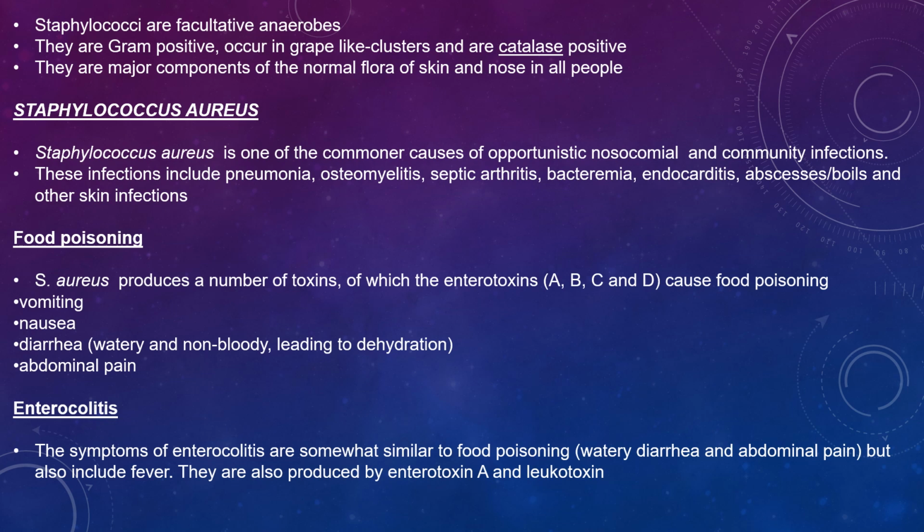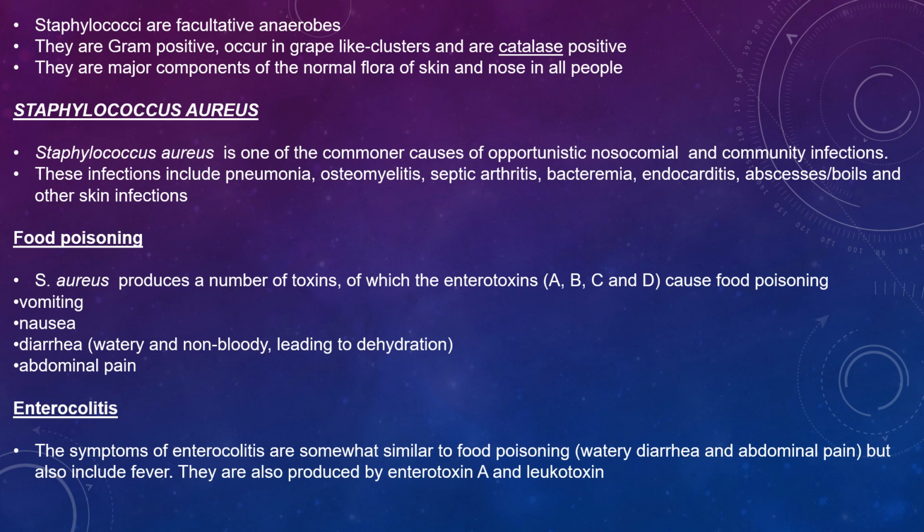So one organism we will look at today is Staphylococcus aureus. This is one of the most common causes of opportunistic nosocomial and community infections. These infections include pneumonia, osteomyelitis, septic arthritis, bacteremia, endocarditis, abscesses, boils, and other skin infections. So Staphylococcus aureus is famous because of the increased incidence of methicillin-resistant Staphylococcus aureus infections.